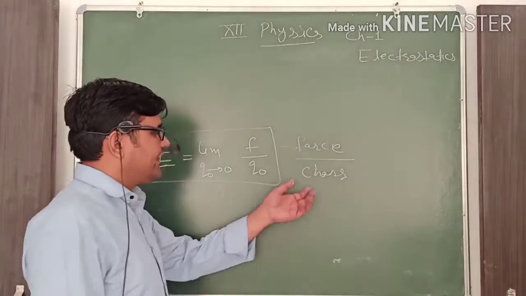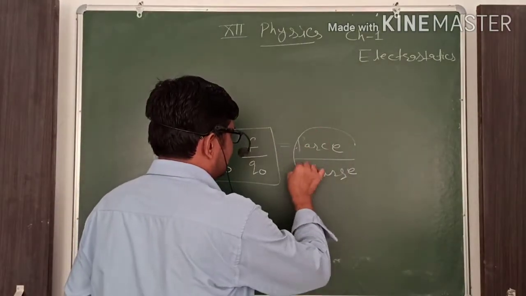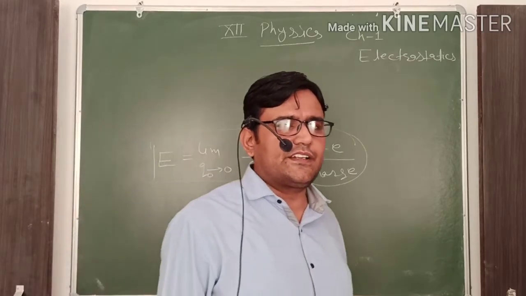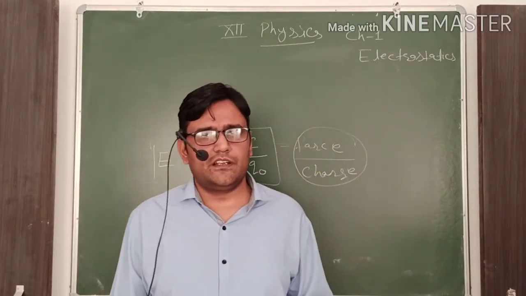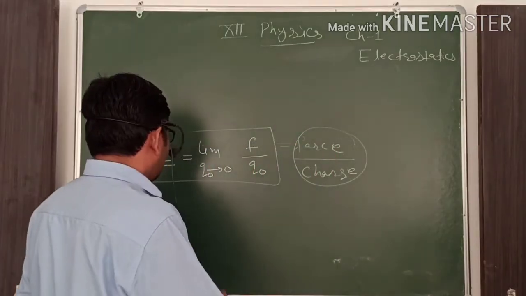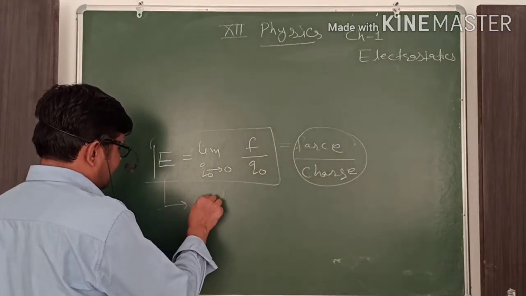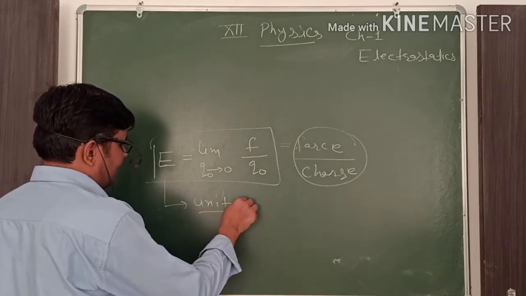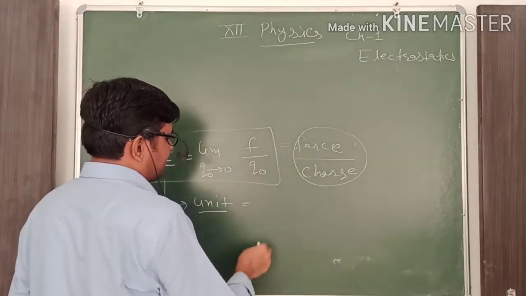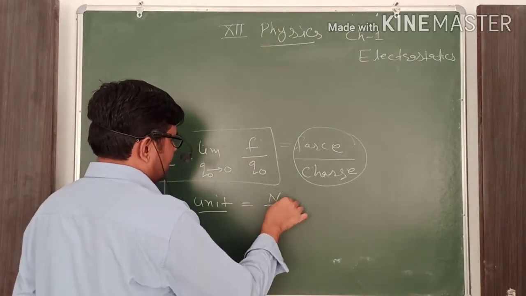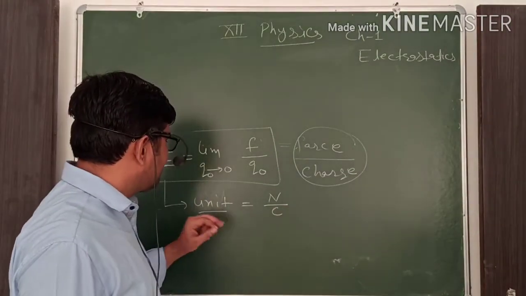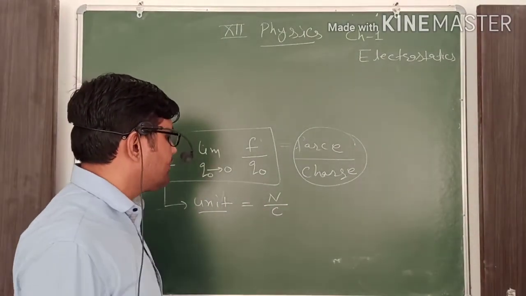If we divide the force by the charge, we get the force per unit charge, which means the electric field is defined as the force per unit charge. Now we are talking about the unit of the electric field. As per the formulation, the unit of the electrostatic force is the Newton and the charge is the Coulomb. It means the unit of the electric field is Newton per Coulomb.